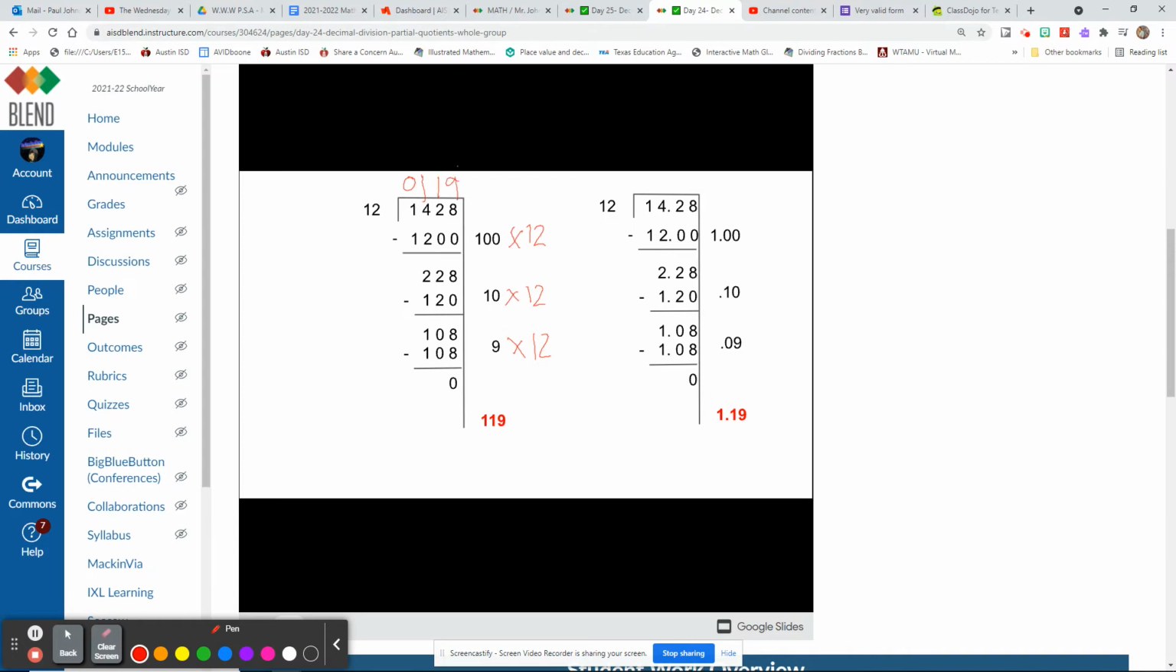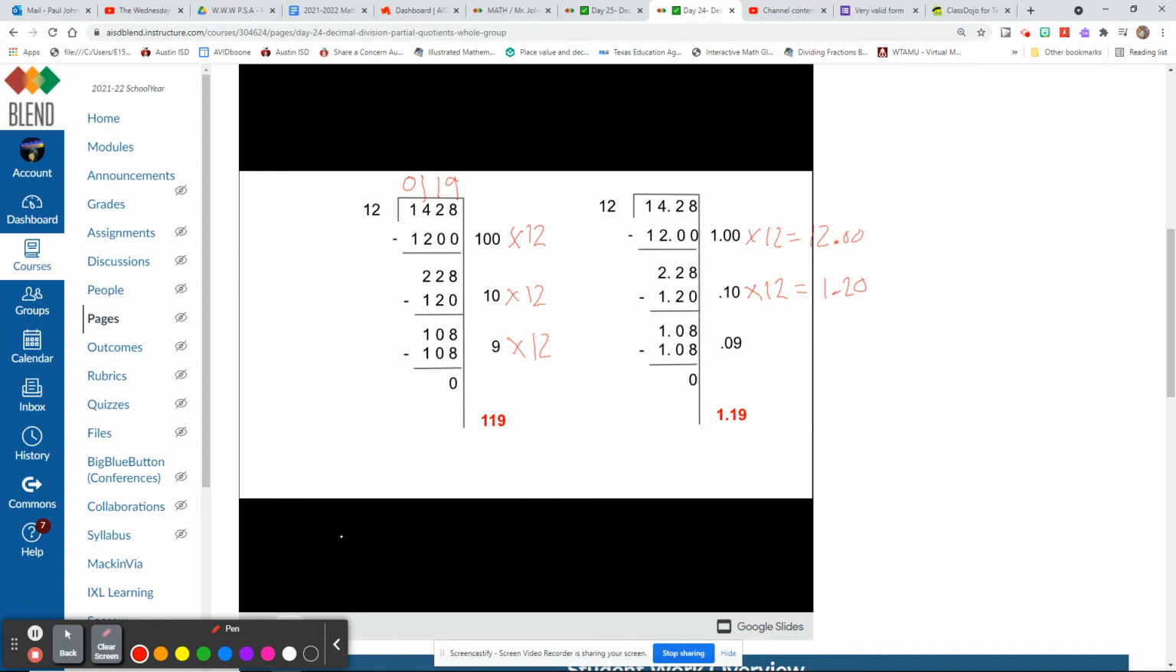Now, they did the same thing on the right with decimals. 1 whole times 12 is 12 and 0 hundredths. And so then they subtracted that. 12 wholes was 0 hundredths. And then they were like, okay, well, 12 times a tenth is the same thing as 1 whole and 20 hundredths, like 12 dimes, right? 12 dimes would be $1.20.